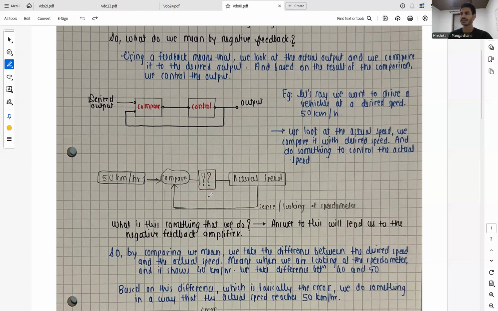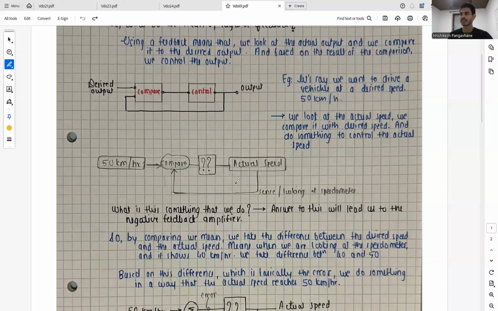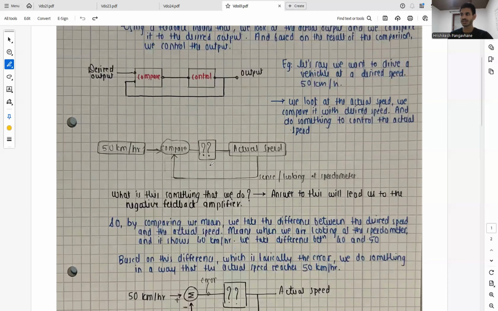This is basically like we can sense the actual speed by looking at the speedometer. So what is the block of question mark actually doing? What is this something that we do? And the answer to this question will lead us to the negative feedback amplifier.